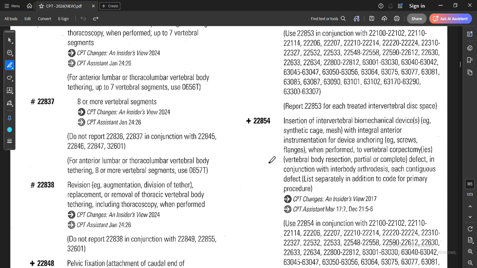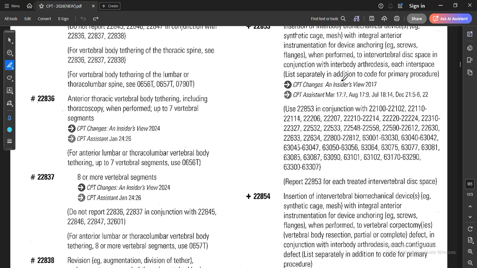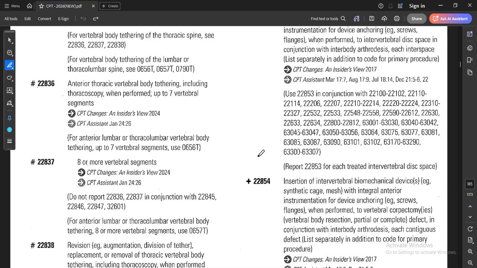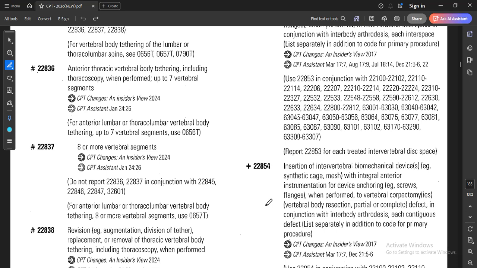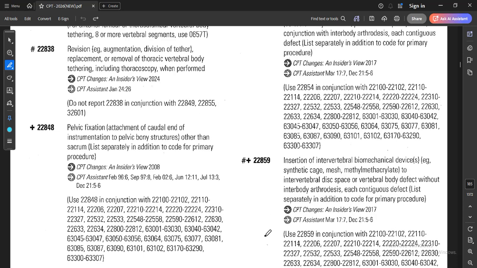Next 22854. Here also the surgeon will place a biomechanical device, but this is for vertebral corpectomy. The previous one is for arthrodesis, as you see here, interbody arthrodesis. If the patient has corpectomy along with arthrodesis, you need to use 22854. Then 22859, insertion of intervertebral biomechanical device to intervertebral disc space or vertebral body defect without interbody arthrodesis. If the documentation does not have any type of arthrodesis, then you need to use 22859.